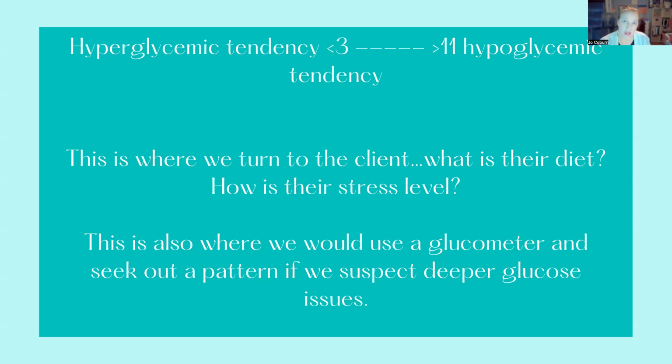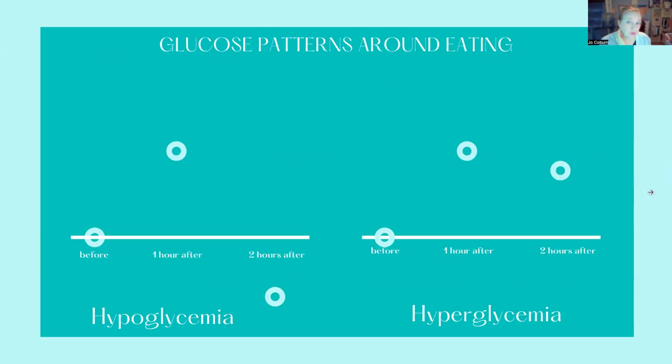And when we're looking at what we're seeing on an HTMA, we can ask them what their diet's like. What is their stress level like? And this is also where we can use a glucometer or a CGM and seek out a pattern. So I don't know if you guys have ever used just a glucometer to look at the different patterns in blood sugar. So right before they eat, no matter what it is, you're going to have them take a reading. Now it can be 80 or it can be 300. It doesn't matter, right? But then you're going to check it an hour later and then 2 hours after.